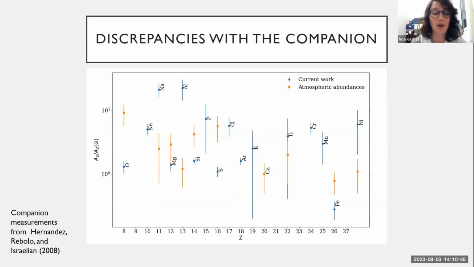Another thing we can compare is measurements taken from the companion by Hernandez, Robelo, and Israel from 2008. They did work in the optical band. They measured the atmospheric abundances of the companion in the system. And it is very clear that there are very large discrepancies between what we measure and what is measured on the companion, which brings out the question of what is exactly the picture in this system? What is the physical picture? And is the alpha we're seeing the same as the material on the atmosphere? Is it the same as the material that flows from the companion to the black hole through the accretion? And this is still a puzzle. It is not something we yet know how to explain.